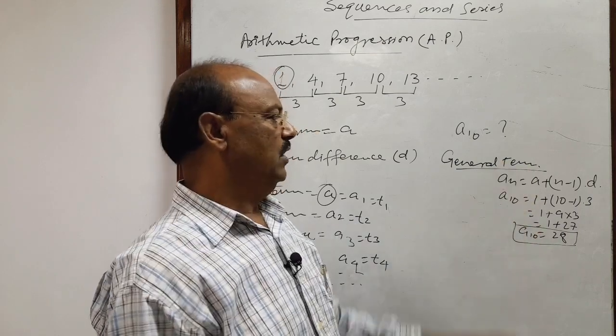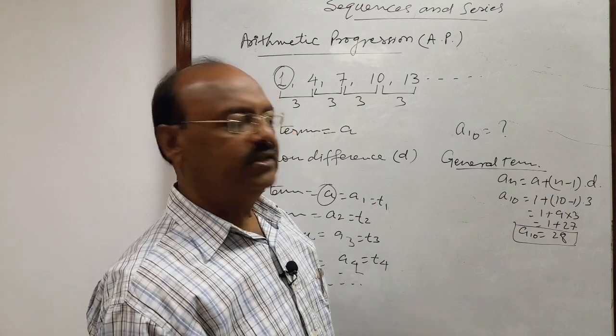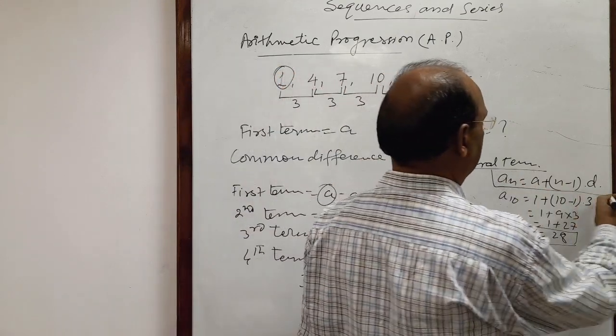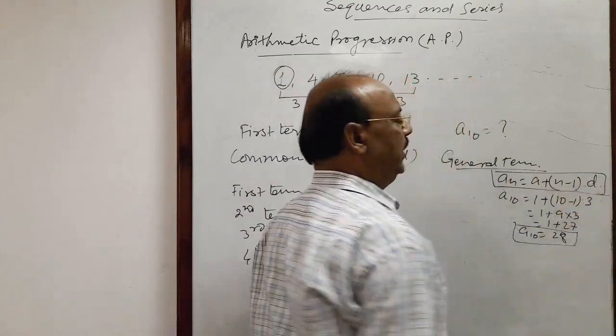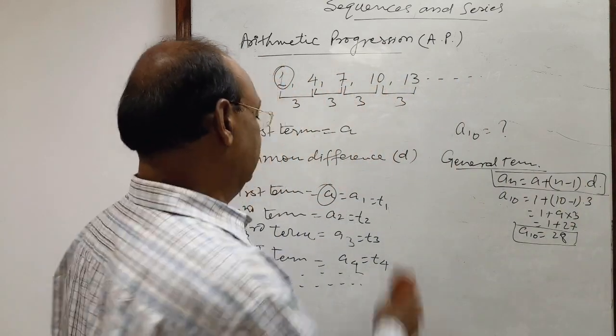which is known as the formula for the general term of an AP. Now let us try to justify how we are getting this formula, an is equal to a plus n minus 1 into d. We can understand it very easily.